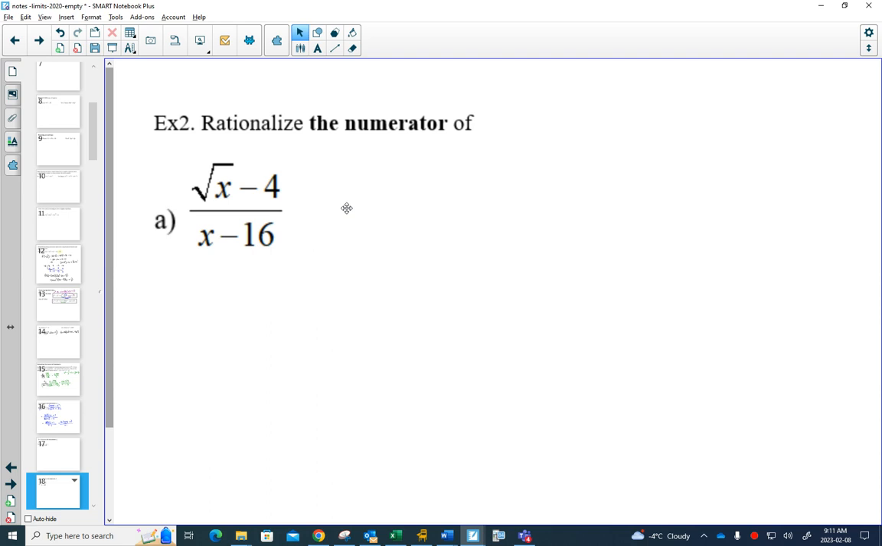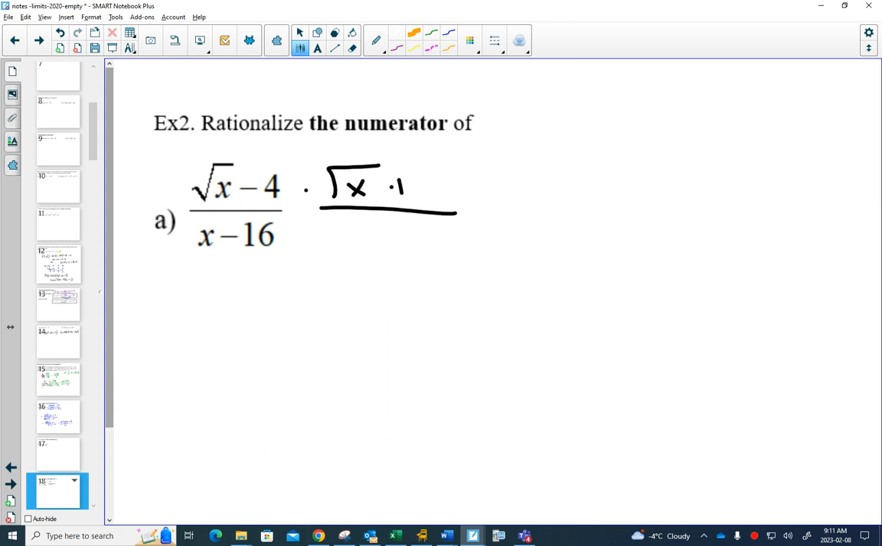Because right now, if you plug in 16, you're going to divide by 0. If you plug 16 on the top, you're going to get 0 on the top. And then the question is, well, what's 0 divided by 0? Well, you can't divide by 0, and 0 divided by 0 seems weird. Okay?